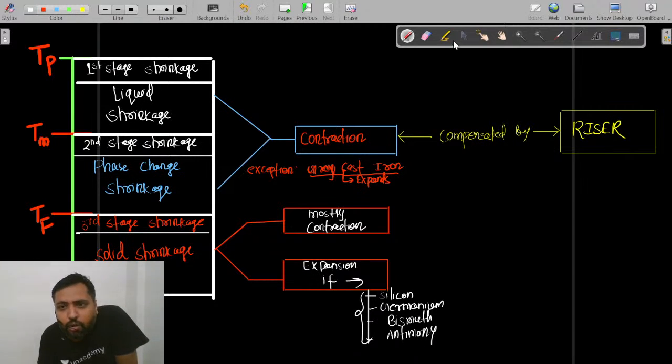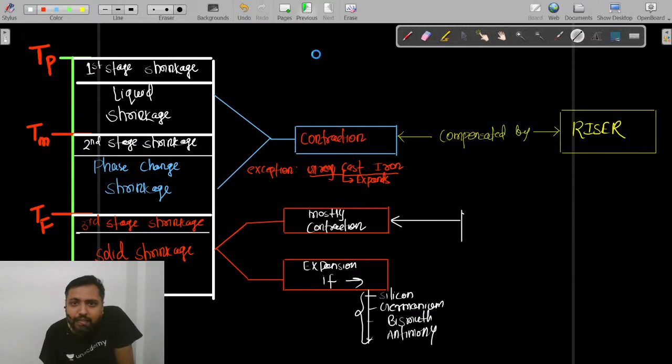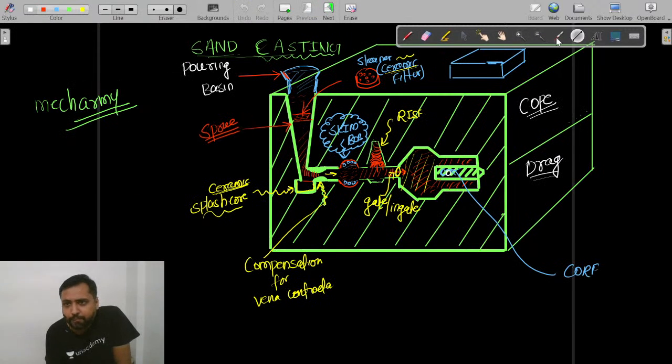Now, if the contraction is happening, that contraction will have to be compensated. Otherwise the casting will become dimensionally inaccurate. So, this material has already solidified. Yes, this material has already solidified here.